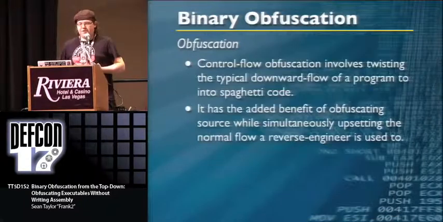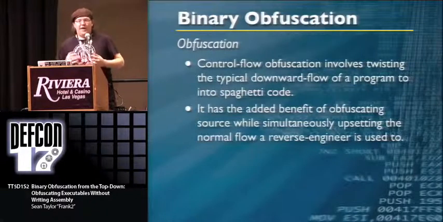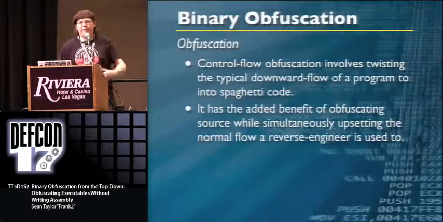Control flow obfuscation basically means twisting the actual typical downward flow of your program into some sort of nest of spaghetti code. And when you employ this in upper level code, it has a really cool benefit of completely messing with the actual code and making it illegible and really hard to understand because the data is literally going in a whole bunch of different places.